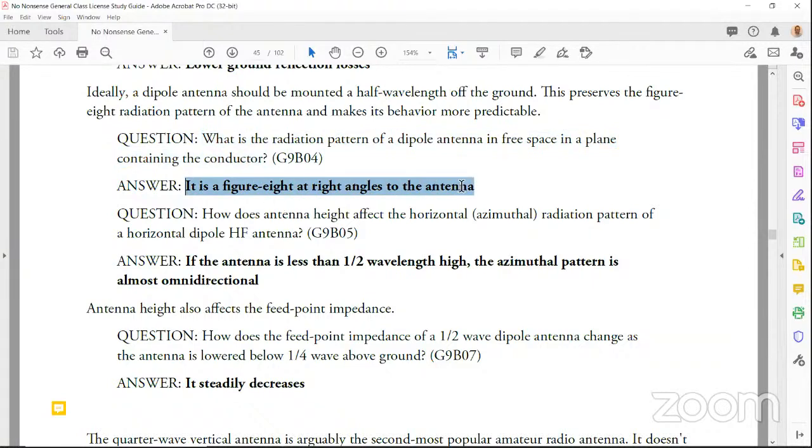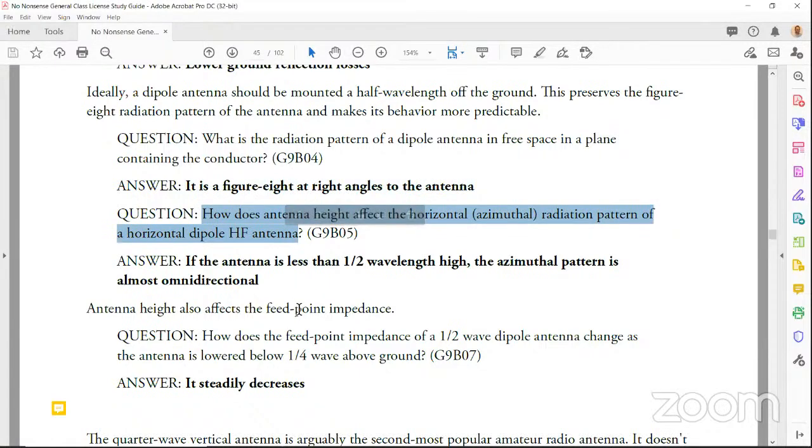So we had shown a diagram of what the radiation pattern was. We had a nice little cardioid diagram and you saw the 8 in it, so that's called a figure 8, and it was at right angles to the antenna. So again, review last session's video or slides to have a look at that.